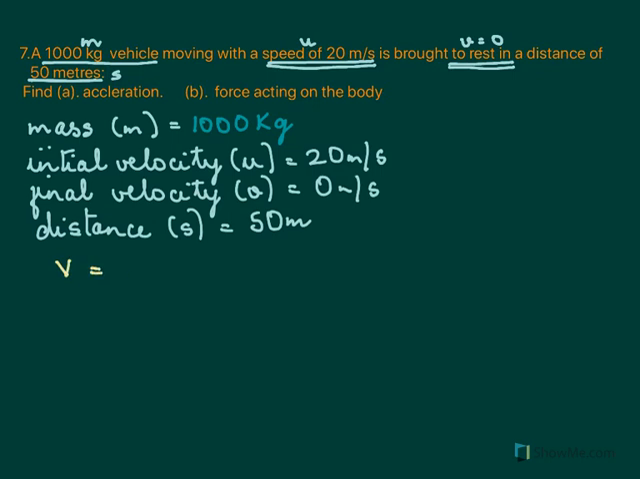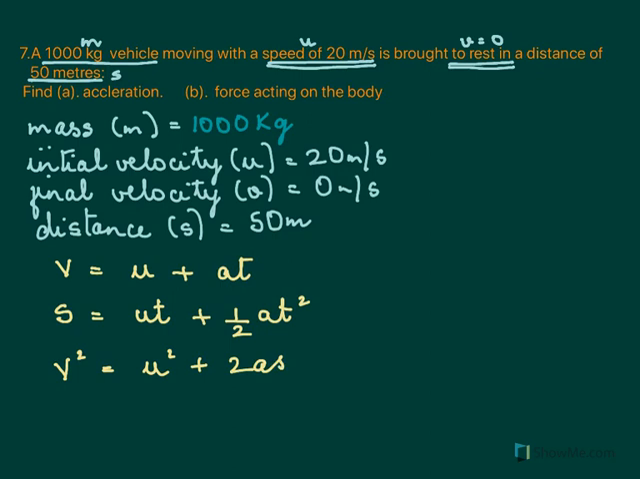We have three equations of motion. One is V equal to U plus AT. Then the other one we have S equal to UT plus half AT square. And then we have V square equal to U square plus 2AS. Now which of these are we going to use to find acceleration? Let us look at the first one. Here, do we know final velocity? Yes, we know this. We also have initial velocity, but we don't have acceleration, nor do we have time. So two unknowns, so we cannot use this equation.